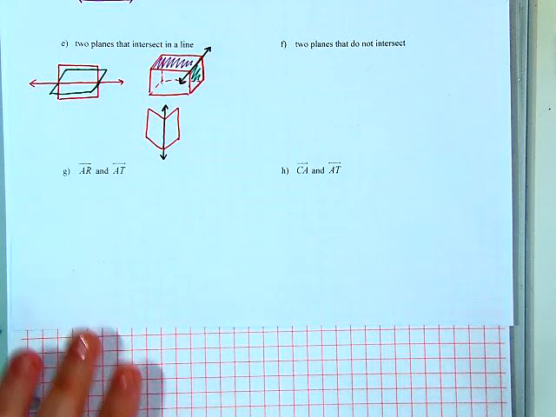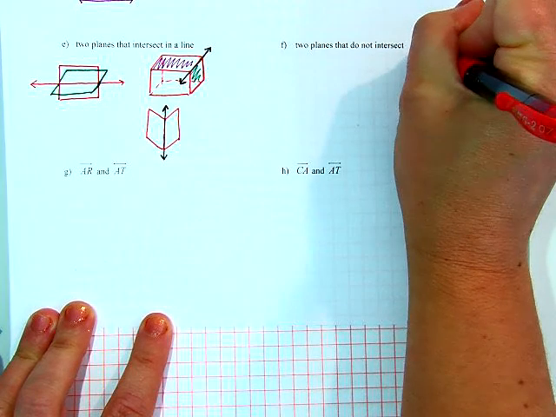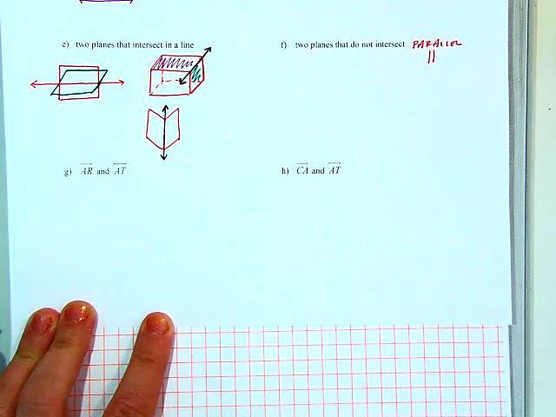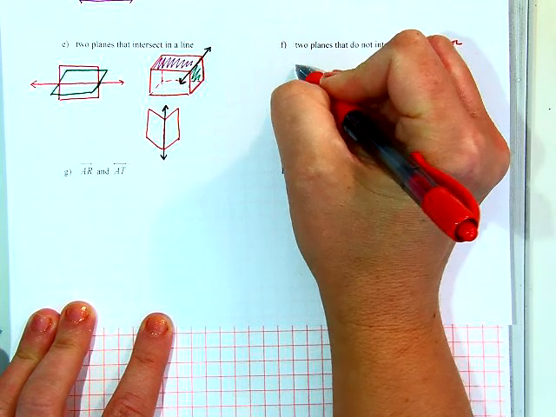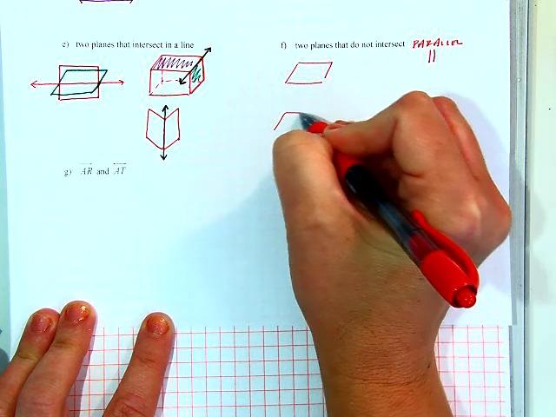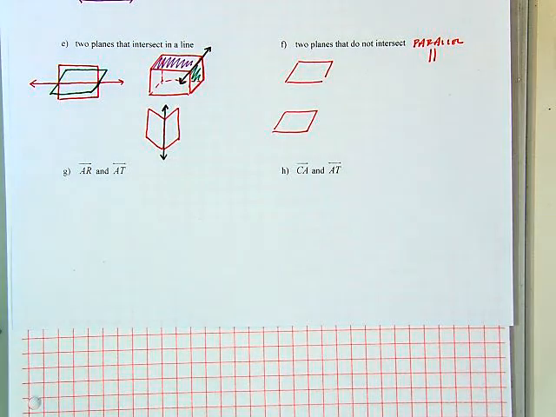So one way is just to draw two parallel planes. Let me just write that word parallel again. So parallel, little hockey sticks like that. So I could have a plane here and then a plane here, right? They're never going to cross because they are parallel.